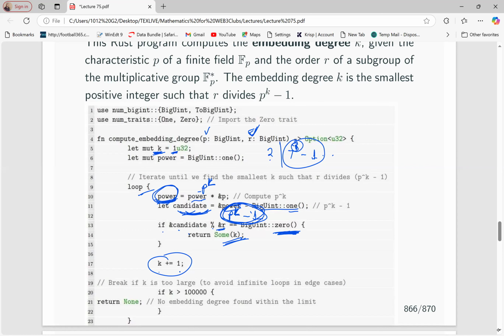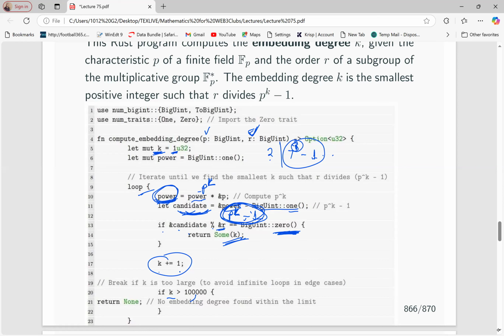So you then exit the loop. But if the trials continue, you can continue until you get the k. Now, if you reach a number greater than 100,000 and you've not obtained the k, then it means there's an error, or there's no embedding degree.